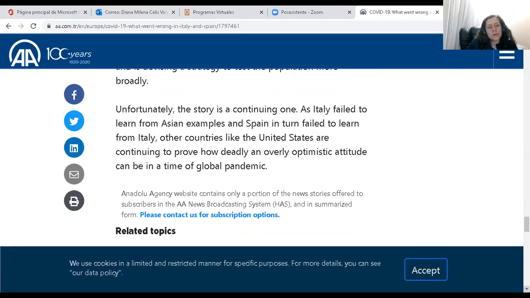Unfortunately, the story is a continued one, as Italy failed to learn from Asian example and Spain in turn failed to learn from Italy. Other countries like the United States are continuing to prove how deeply an overly optimistic attitude can be in a time of global pandemic.